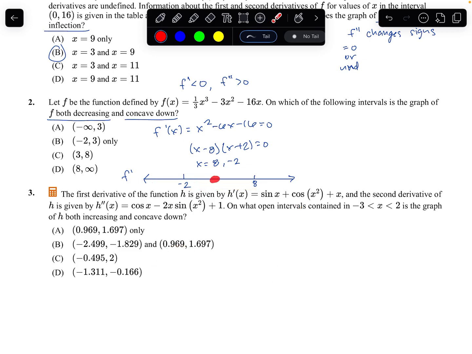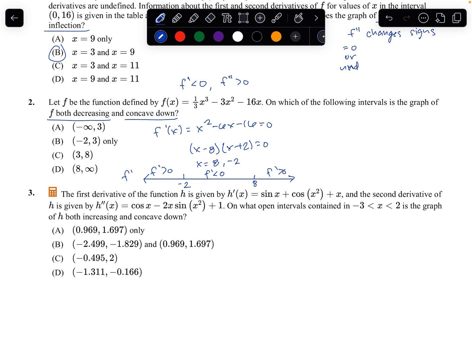If I use 0 in for x right here, that's going to leave me -8 and 2. So yes, f prime is going to be negative. If I use -3 as a value, this is going to be negative, this is going to be negative, so f prime will be positive here. If I use values greater than 8, positive and positive, so f prime will be positive.